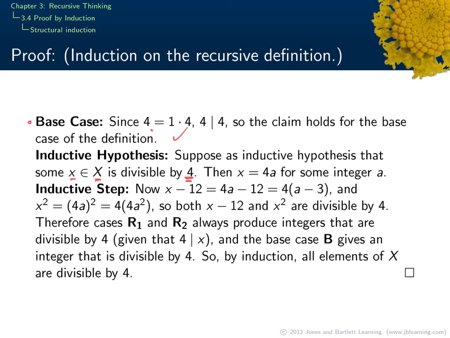So if x is divisible by 4, meaning x is equal to 4a for some integer a, then x minus 12 is 4a minus 12, which is 4 times a minus 3. And so this new object that we form by R1 in X is also divisible by 4. Likewise, R2 tells us we can form a new element of capital X by squaring little x. Well, x is equal to 4 times a. 4 times a squared is this, which again is divisible by 4. Therefore, the recursions R1 and R2 always produce integers that are divisible by 4, given that the original number that you started with was divisible by 4. And so that's the end of our proof by structural induction.